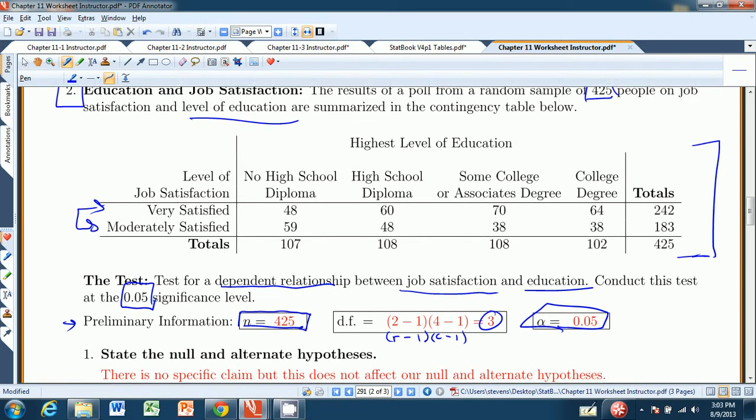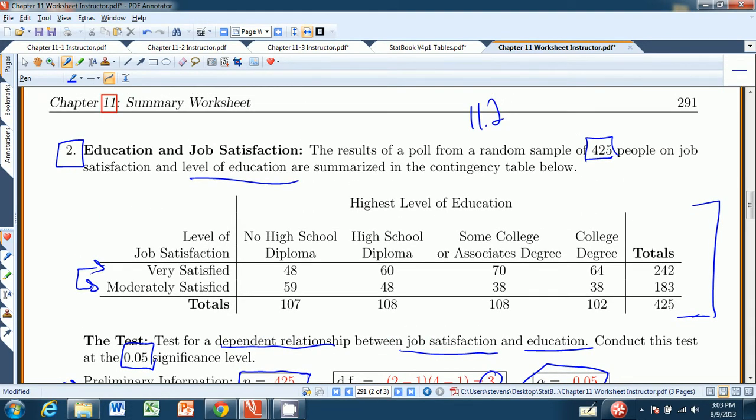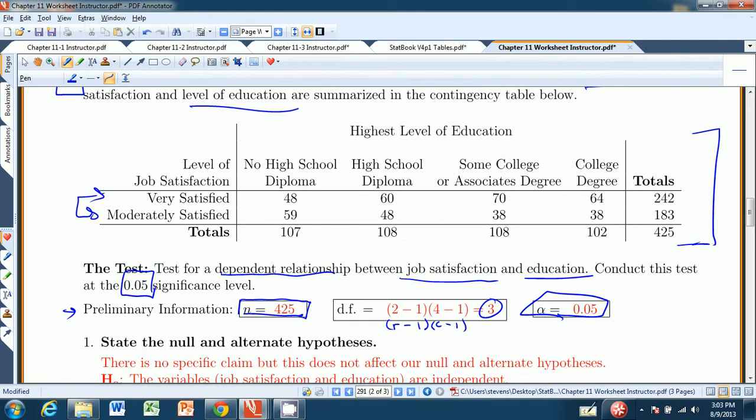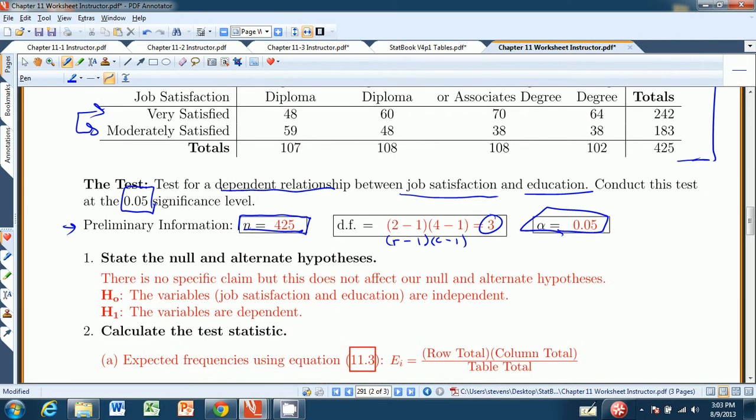So there is no specific claim. Notice we're just looking to test for a dependent relationship. So we're not claiming that the relationship is that the variables are dependent or independent. We're just conducting a test for dependence. We want to see if there is a dependent relationship or not. So we don't have a specific claim. But that doesn't matter because our null and alternate hypothesis is pretty much already determined. All right. In fact, it's always determined for a test of independence.